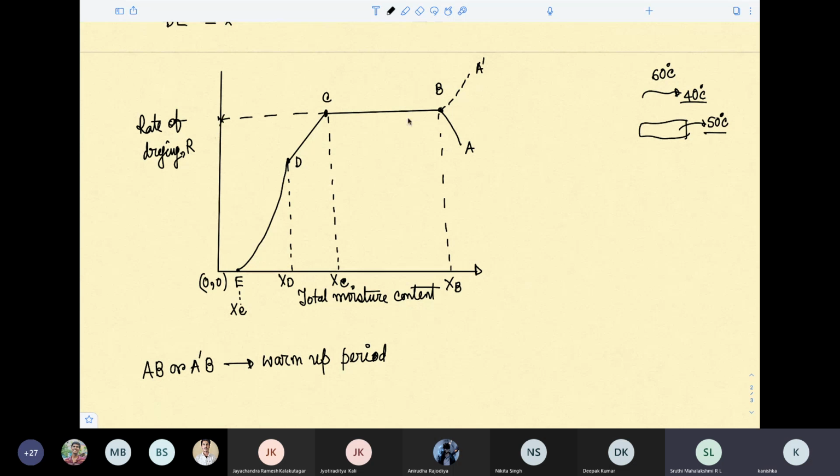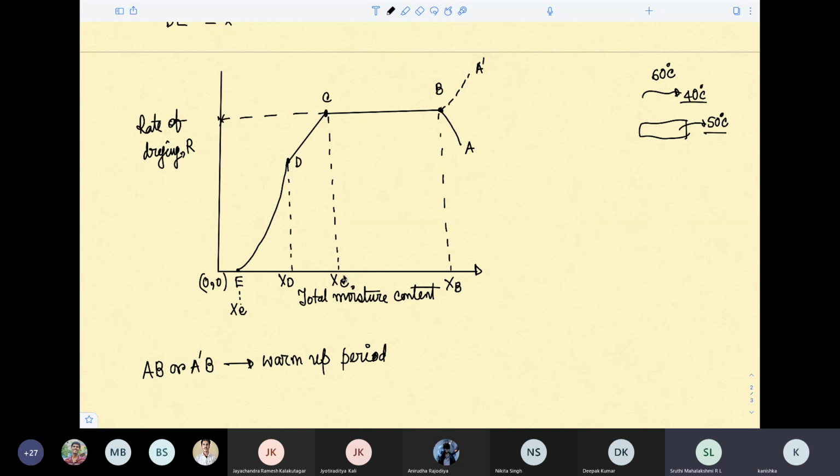Now the moment it reaches C, C to E is the falling rate. You can see this is CD, a straight line, and DE is concave upwards. So this is the first falling rate, this is the second falling rate. Not necessarily has it to be there. It could be either a straight line throughout this period, or it could be like that. I will draw it later. Or it may follow an initial straight line, then concave upwards.